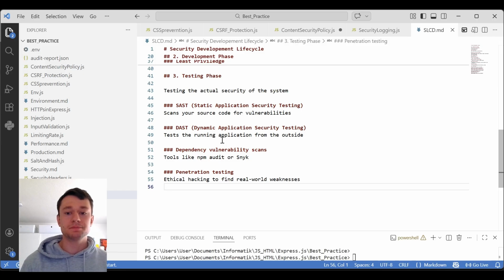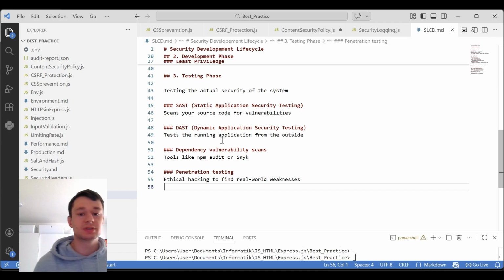The next one is the dynamic application security testing. So you generally just test the running application from outside. You try to access the different vulnerabilities from outside during the running application and try to exploit the weaknesses.